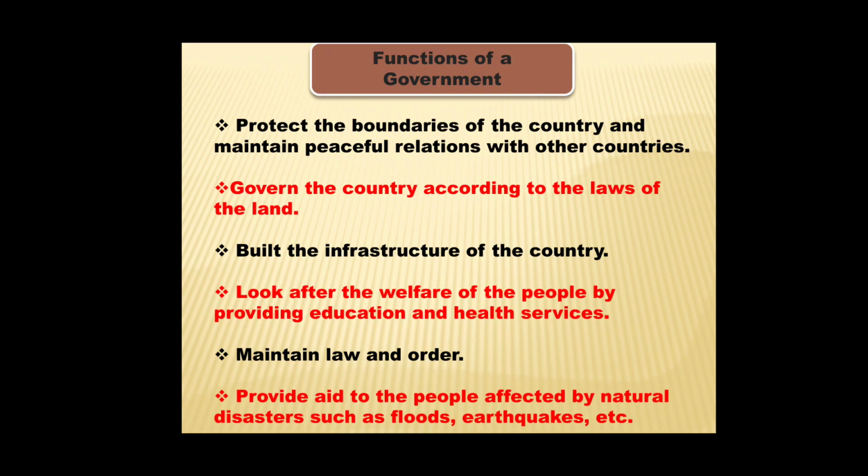Sixthly, provide aid to the people affected by natural disasters such as floods, earthquakes, etc. It is also an important role of the government to help the people who are suffering from natural disasters. It can be from flood, it can be from earthquake, and most importantly, in the present situation, when people are suffering from a pandemic, then also the government should help them out.